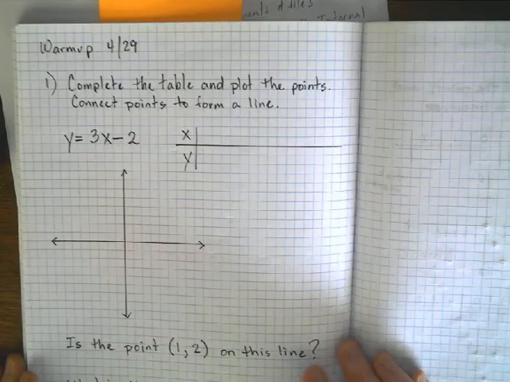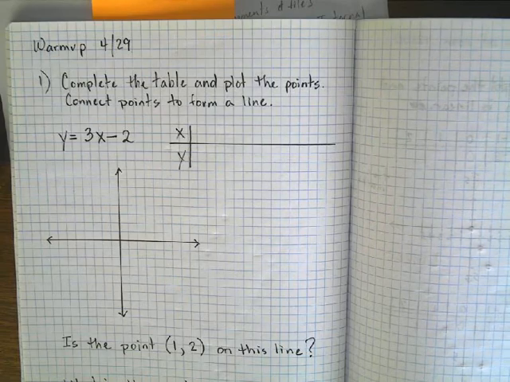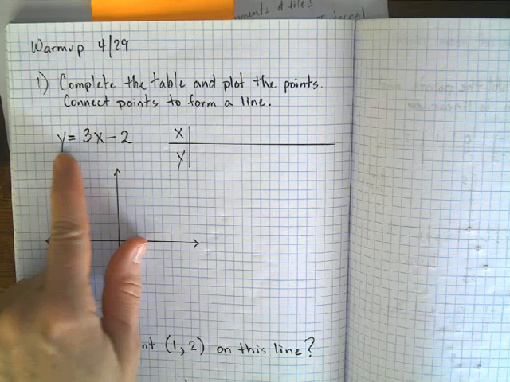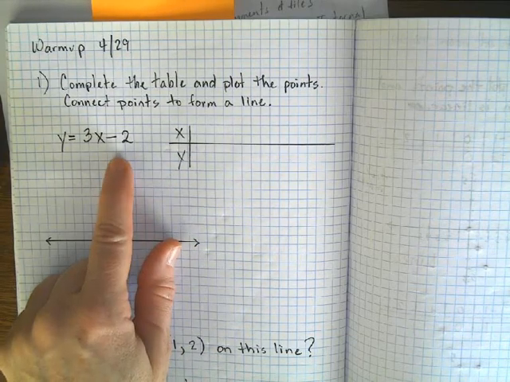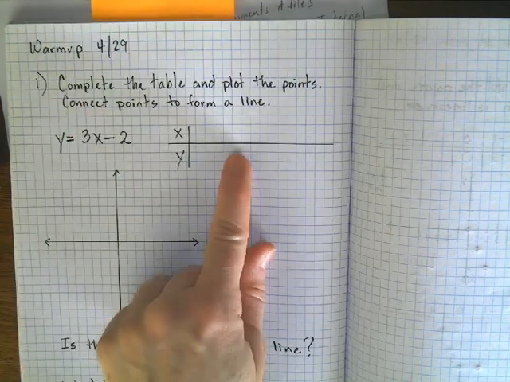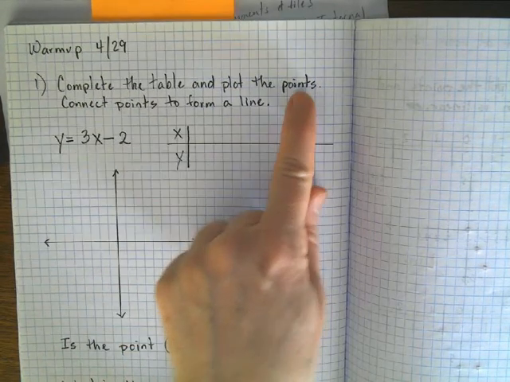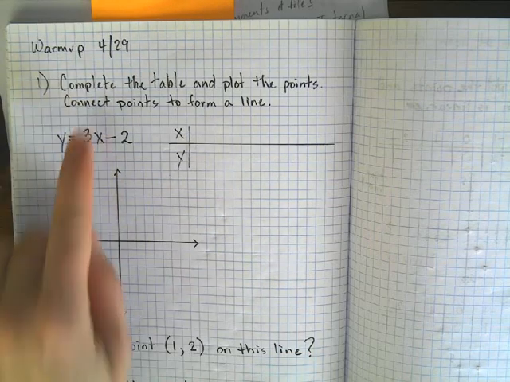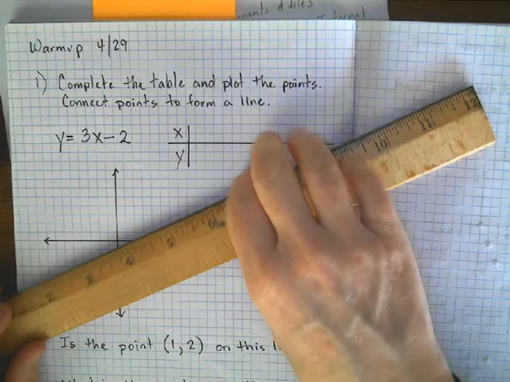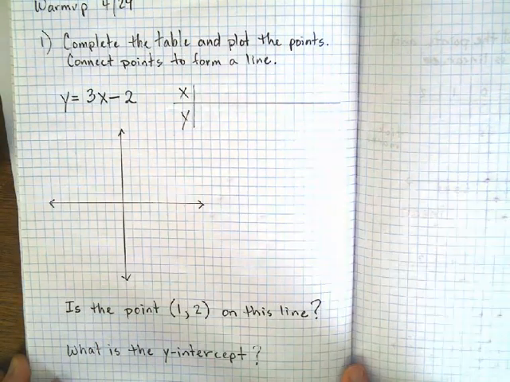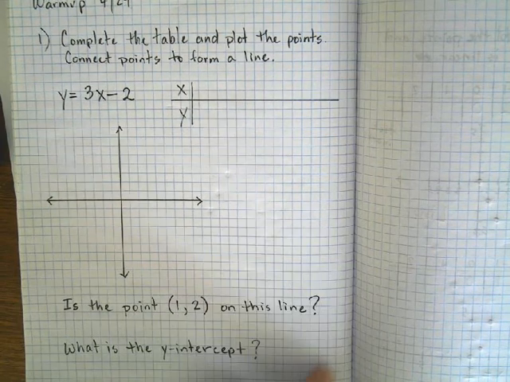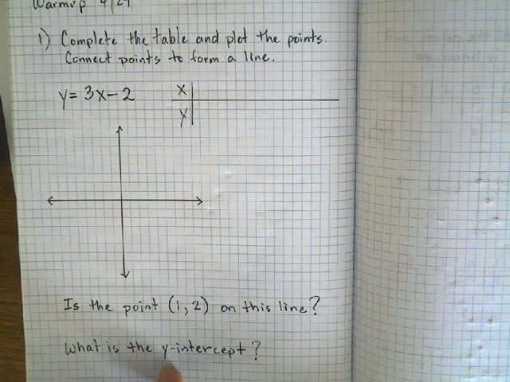But here we are. For today's warm-up, we're going to complete a table to plot the points for this equation. We want to graph this equation. So we're going to make a table, complete the table, then plot the points, and then use a ruler to connect the points to form a line. And then I have a couple of extra questions. Is the point 1, 2 on this line? And what is the y-intercept?